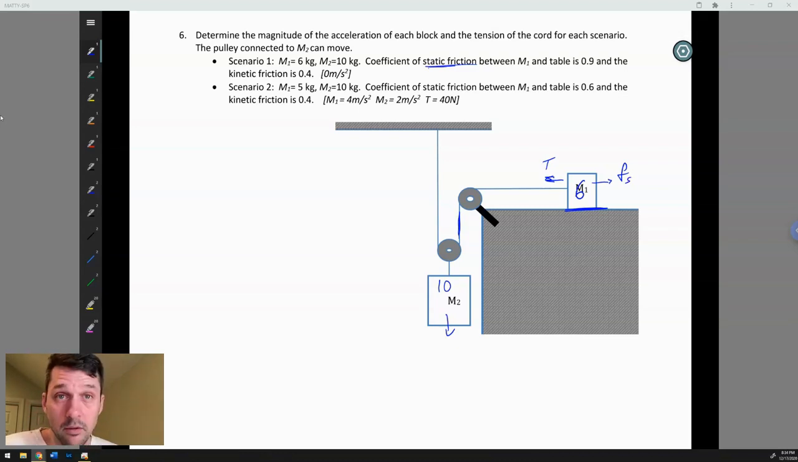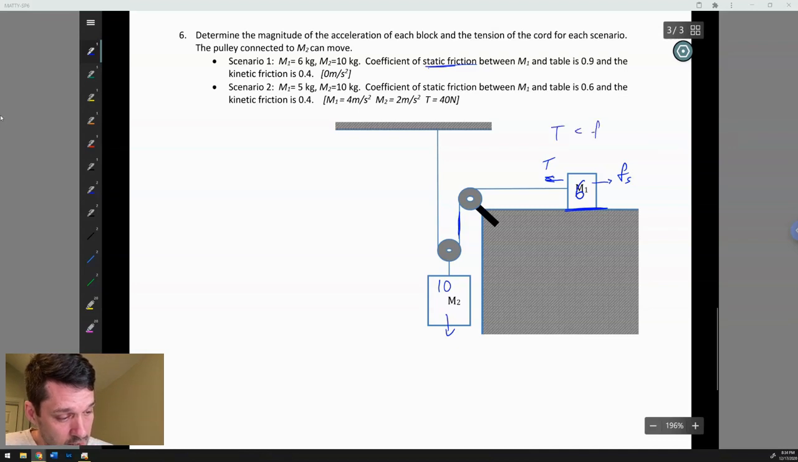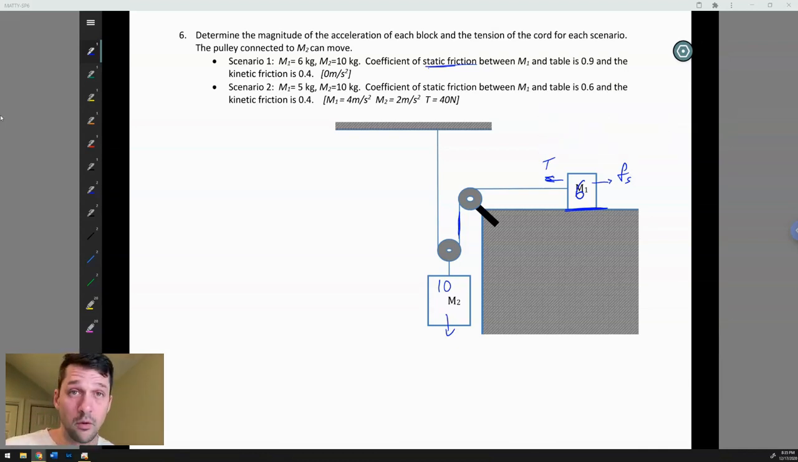And I should compare those, because if the tension is less than the static friction force, then it won't move, because the tension just won't be strong enough to break the friction. So let's find out. That's our first question, just a yes or no: is friction big enough to make this thing move? Well, before I get to that, let's figure out what the tension is. Let's assume for the moment that it's not moving.